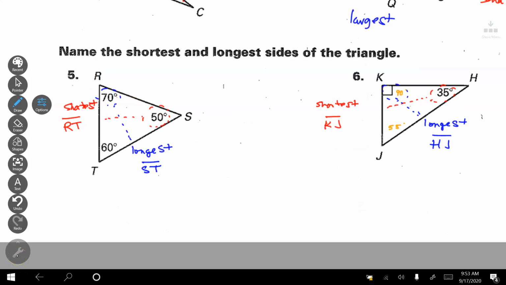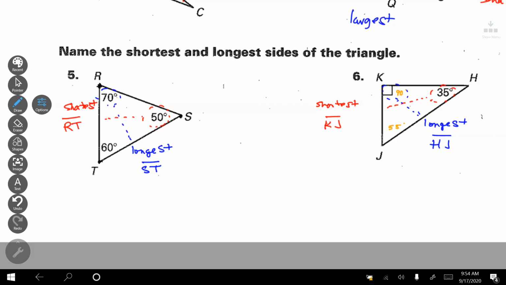And then these last two, if you notice, I have 50 is the smallest angle, so across from it is the shortest side, and that was side RT. And then across from the 70-degree angle is side ST, which is the longest side. This one over here, I had to figure out this last angle. Well, I have 90 degrees here because of the perpendicular, the right angle symbol. That means 55 degrees is left over. And 90 degrees across from it is the longest side, and across from the 35 degrees is the shortest side, KJ.